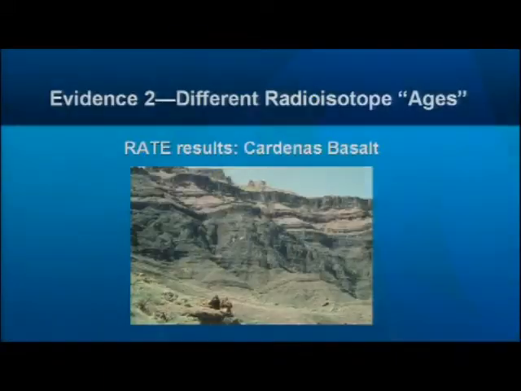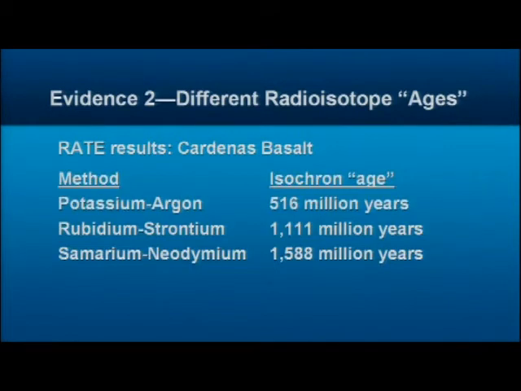This is a series of basalt lava flows deep in the Grand Canyon, in the eastern Grand Canyon. Here's the results. Potassium-argon, 516 million years. Rubidium-strontium, double that at 1.1 billion years, or 1,111 million years. And samarium-neodymium, 3 times the potassium-argon at 1,588 million years. That's not very good hitting the bullseye, is it? The samarium is 3 times the size of the potassium-argon result.